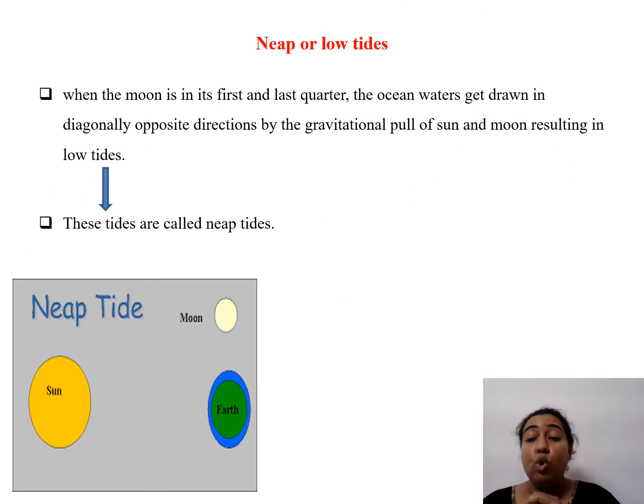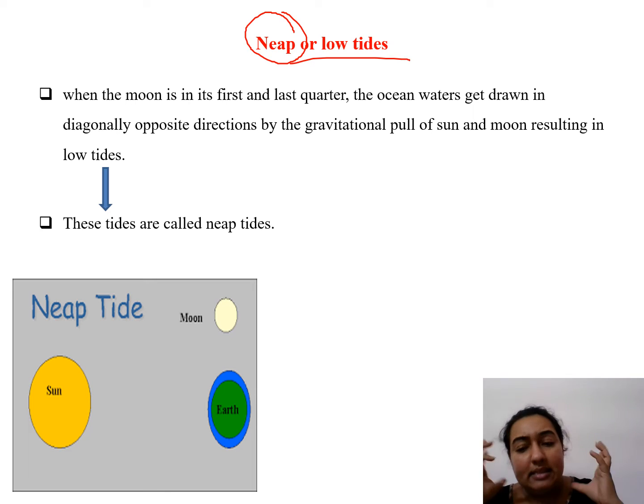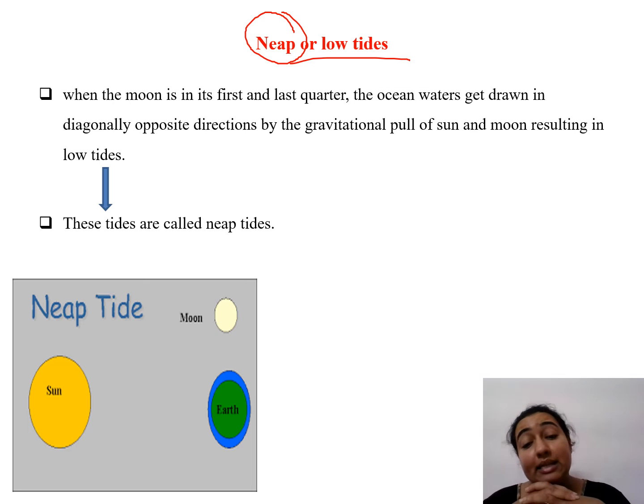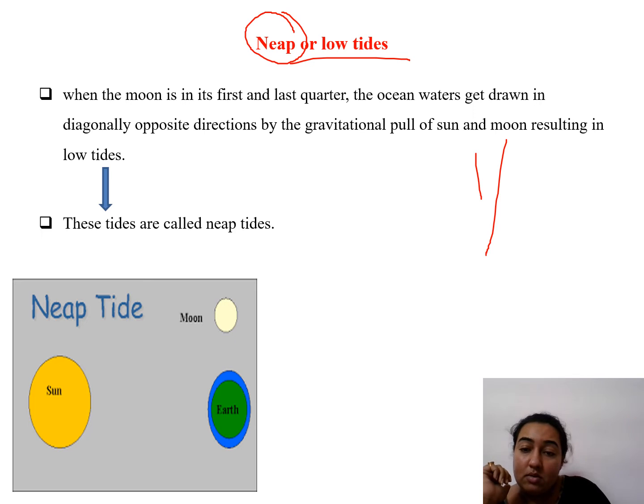Low tide. Now low tide is known as neap tide. Spring tide is known as high tide and low tide is known as neap tide. Now let's see ये कैसे होता है. When moon is in its first quarter and last quarter. Now quarter means 1/4 is known as quarter.